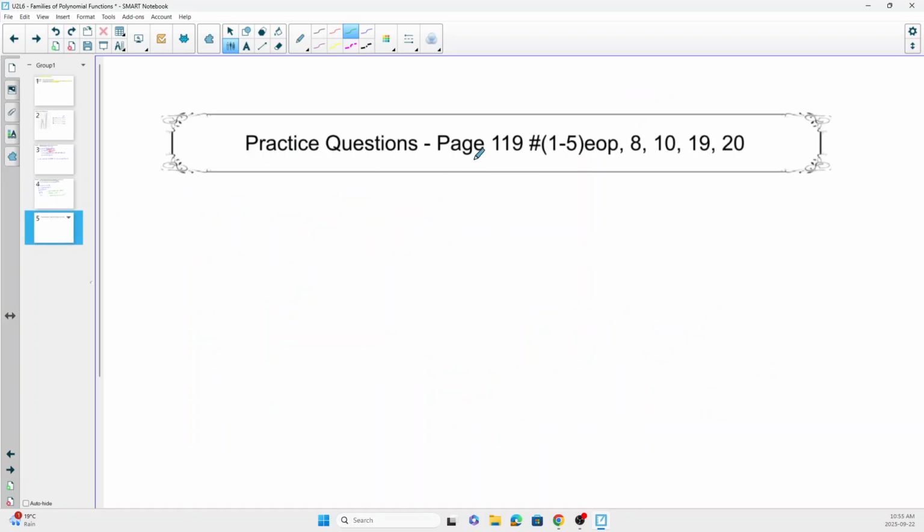For practice, page 119, again, you see that EOP, so that's every other problem. And I would go even further and say that, like, however many you need. If number 1 is A through L, then maybe you just do the last couple and check your understanding. Or if you're like, I have no idea what I'm doing, then maybe you should do all of them. So number 1 through 5, as you see necessary, numbers 8, 10, 19, and 20.